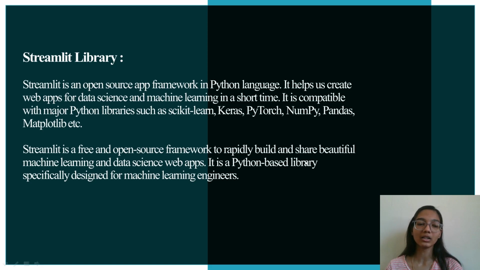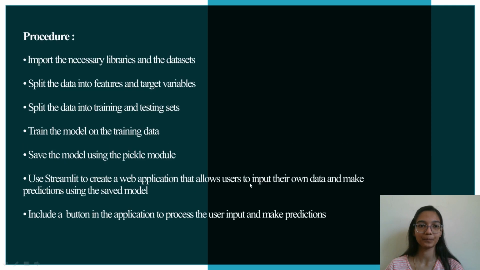I have built websites or web applications before using HTML and CSS. But Streamlit was new for me, and it is kind of easy. Streamlit is mainly used for deploying data science and machine learning applications. It is a Python based library specifically designed for machine learning engineers. So what is the procedure I have followed? First step is to import the necessary libraries and the data set. Then split the data into features and target variables. Then split the data into training and testing sets. Train the model on the training data.